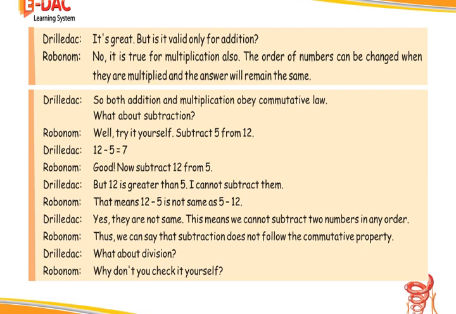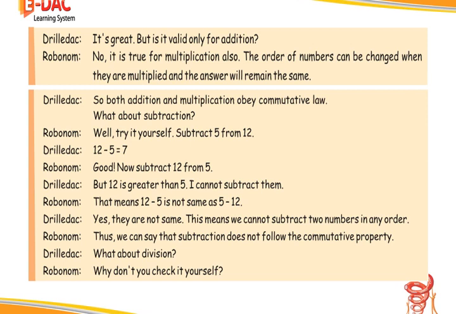It's great, but is it valid only for addition? No, it's true for multiplication also. The order of numbers can be changed when they are multiplied and the answer will remain the same. So in the above slides, we did some circles in rows and columns. So 3 into 2 or 2 into 3 remains the same. The answer remains the same, that is equal to 6. 3 into 2 is equal to 6 and 2 into 3 is equal to 6.